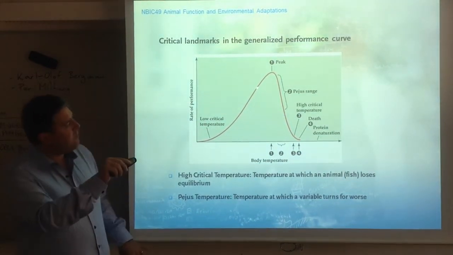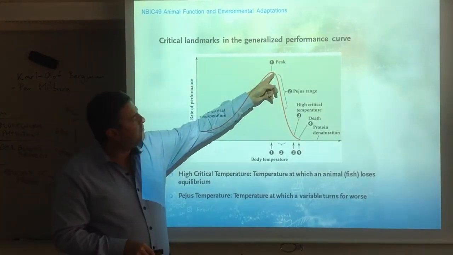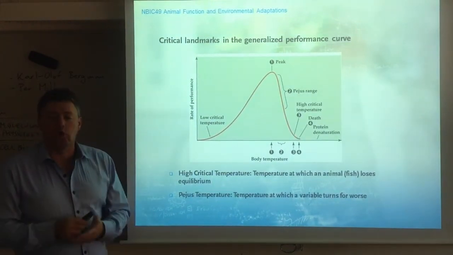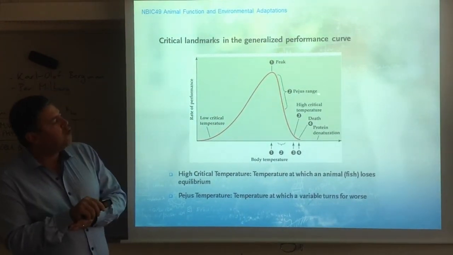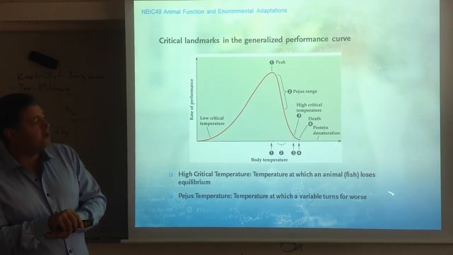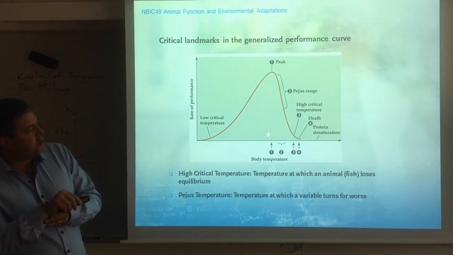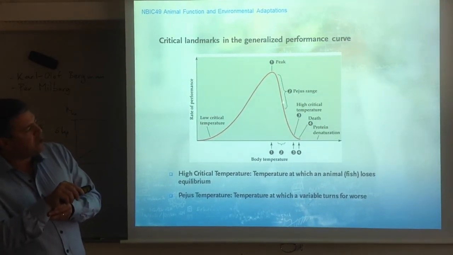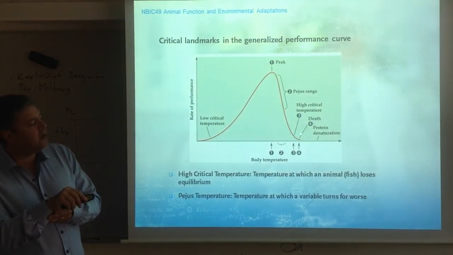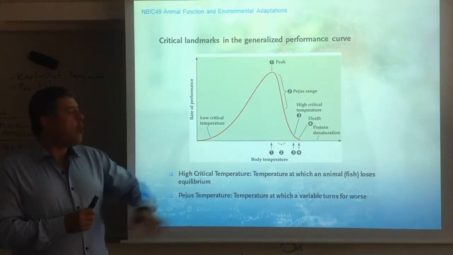And then you have a drop, a part of the curve in which things go worse. That's what's called the pejus range. The pejus temperature is the temperature at which a variable turns for the worse. In this case, aerobic scope increases until this temperature, but then it goes worse. That's the pejus range. And that is before you reach the high critical temperature and the temperature at which the animal will die. Why is this relevant?